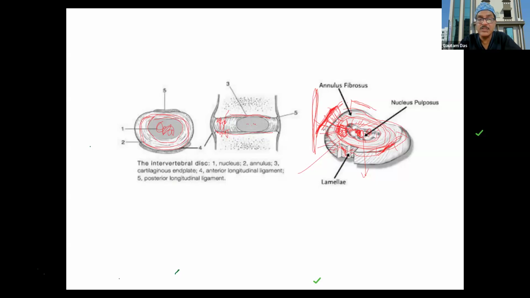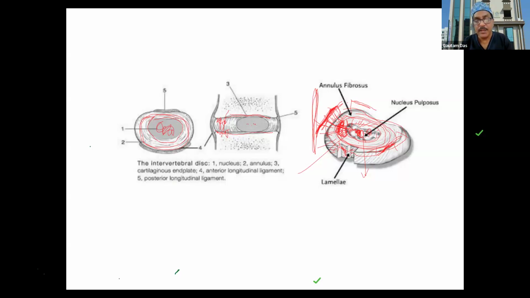And this condition is known as discogenic back pain. Internal disc disruption is another term. Radiologically, we'll be getting an annular tear, with nucleus pulposus causing inflammation within the layers of the annulus. So this patient will present with a diffuse back pain.